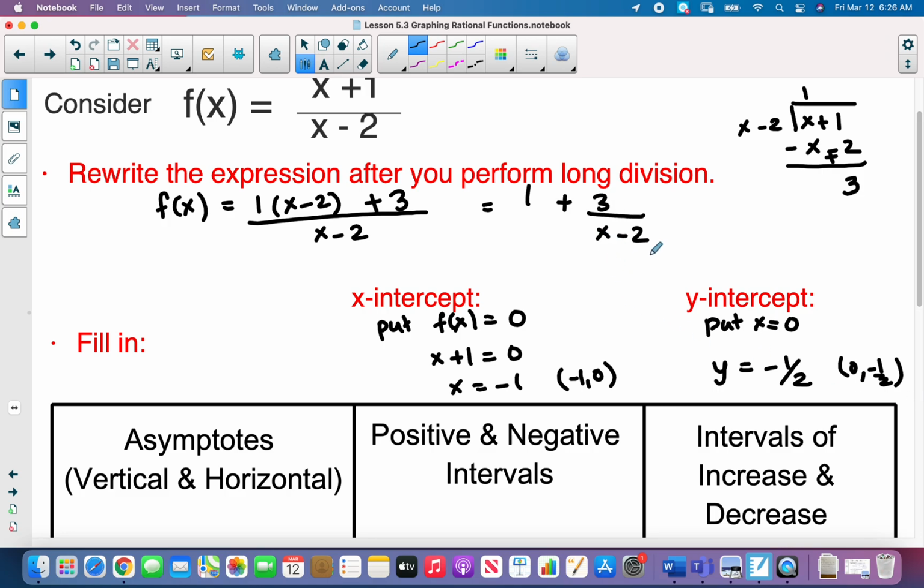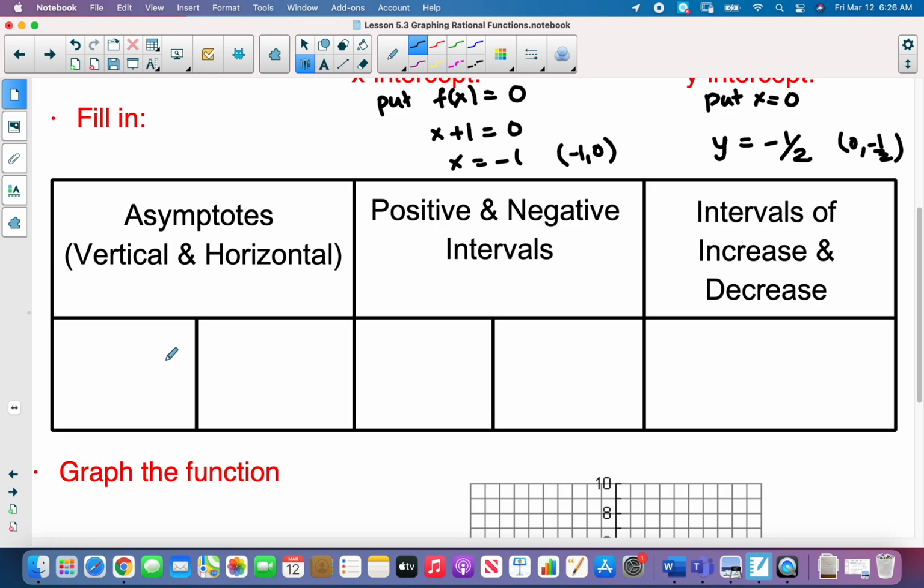We can see that there's a vertical asymptote here at x equals 2, so we can write that down. There is a vertical asymptote at x equals 2. And because the degree of the numerator and the denominator are the same, you have the horizontal asymptote as the ratio of the leading coefficients. So the coefficients in this case are 1 over 1, so y equals 1 over 1, which is 1. That's the equation of the horizontal asymptote.